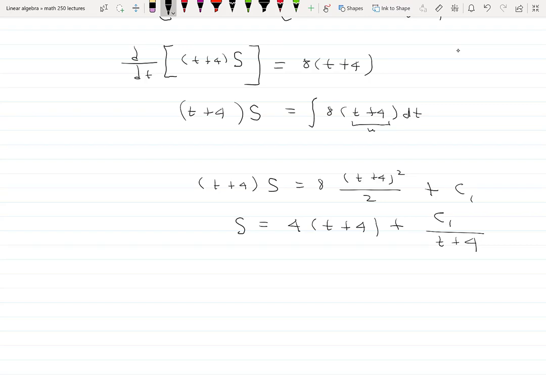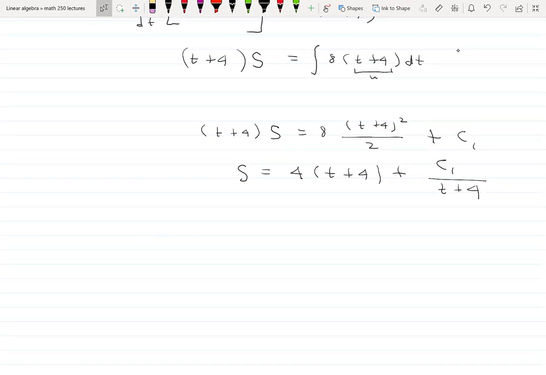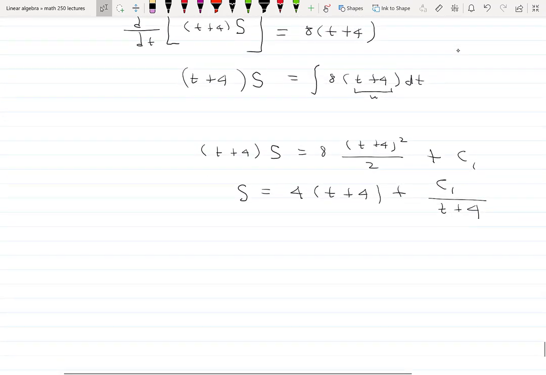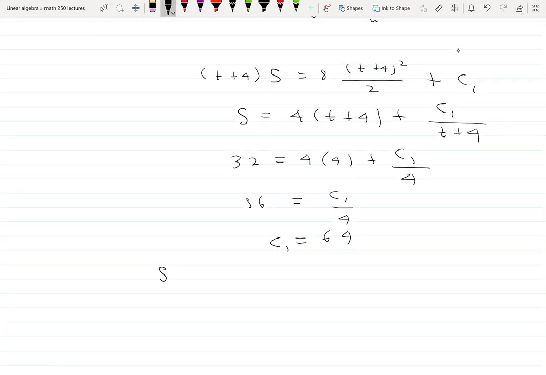Okay. All right, so I'm just making sure I didn't make any mistakes with this. I think it's okay. Now we have an initial condition. The initial condition is that S of 0 was 32. So 32 equals 4 times, when t equals 0, I get 4, plus C1 over 4. So I get 16 equals C1 over 4. So C1 equals 64. So the amount of salt in the tank at time t is 4 times t plus 4, plus 64 over t plus 4.